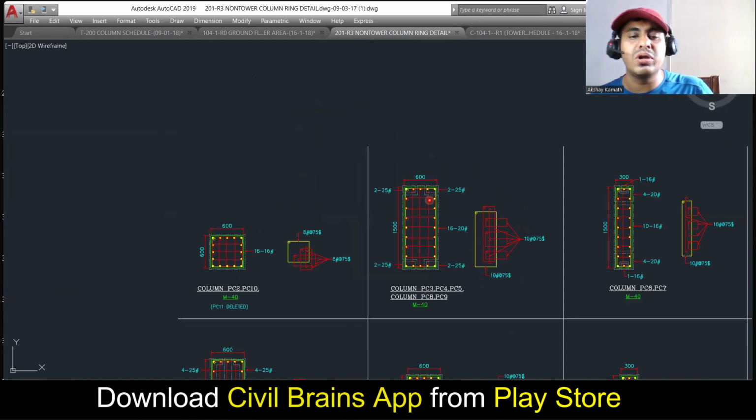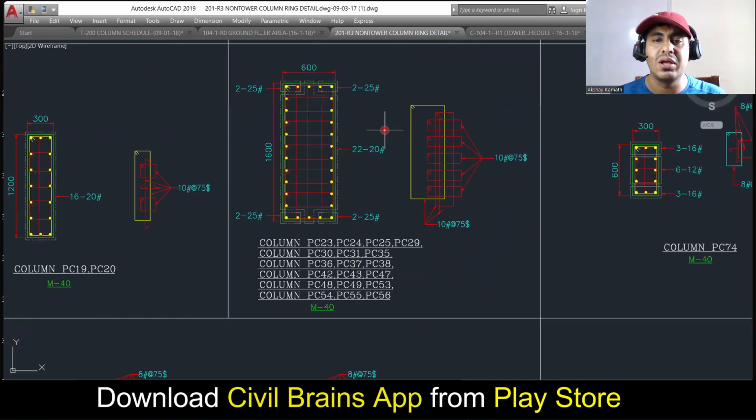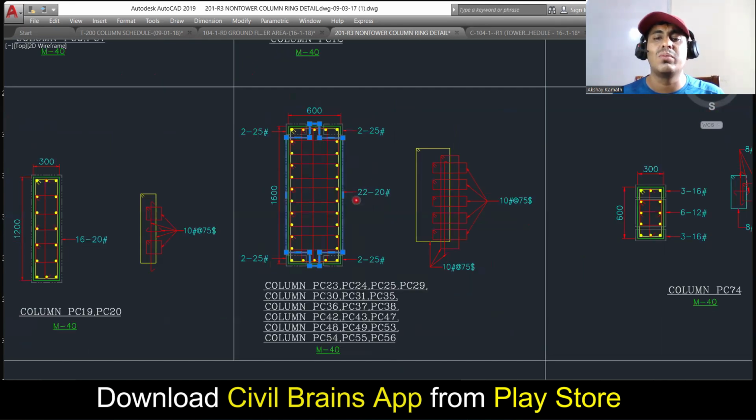Okay. Understood how to read this drawing? If you understand this, the rest of the drawings you can easily read. All these things you can read. No need to explain again. So this is that meaning. Whatever bar you can see, this will be 20 diameter, 22 number of bar.